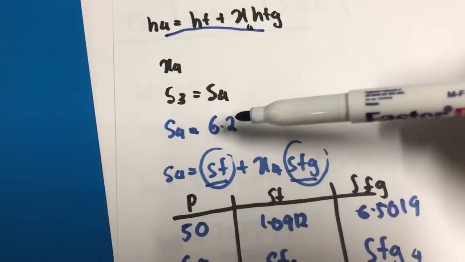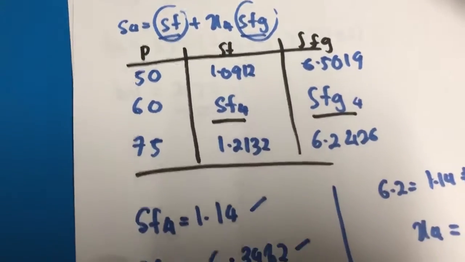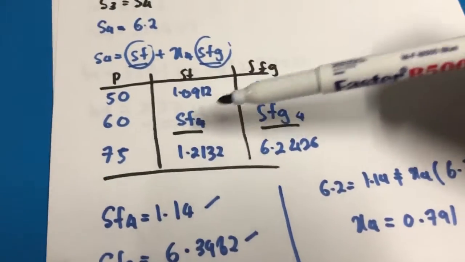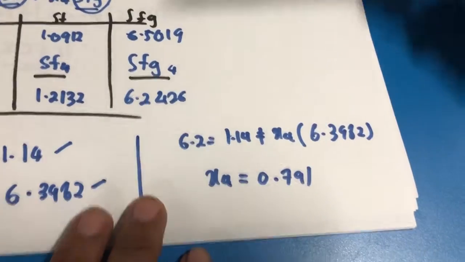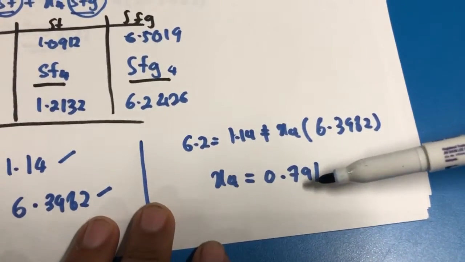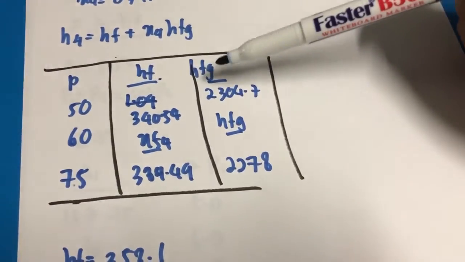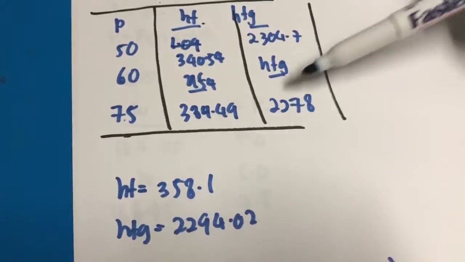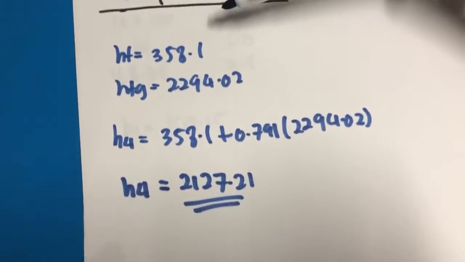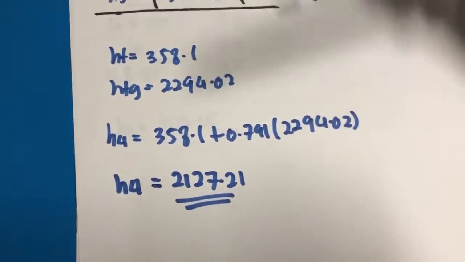Now we know that S4 is 6.2. From this equation, using the interpolation table, we get SF and SFG. We fill into the formula and we get X4 equals 0.791. Then we must find HF and HFG also by interpolation. From the interpolation table, we get HF equals 381 and HFG 2294.02, and we fill in the formula and get H4.